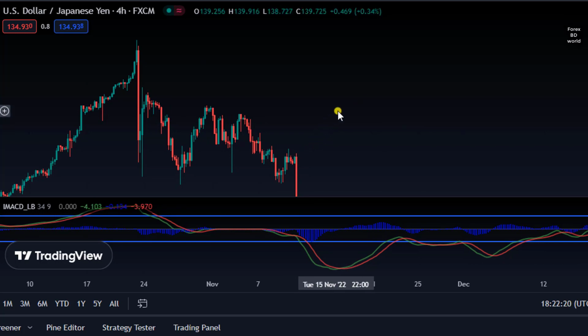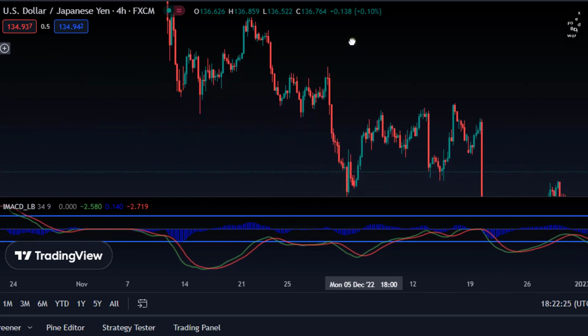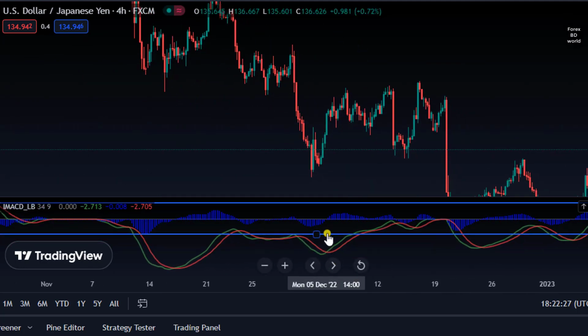Hope you understand. Similarly, you can enter from an oversold position. As you can see at this point, the red and green lines cross the lower horizontal line and move down and then cross each other and go up. From this point, we can take entry and we can see the market movement and the market goes up. So I hope you understand how to follow and get good feedback.